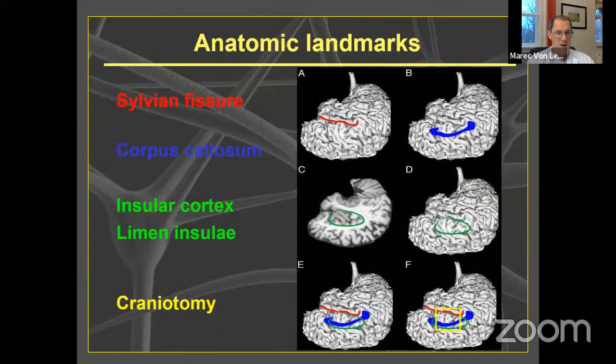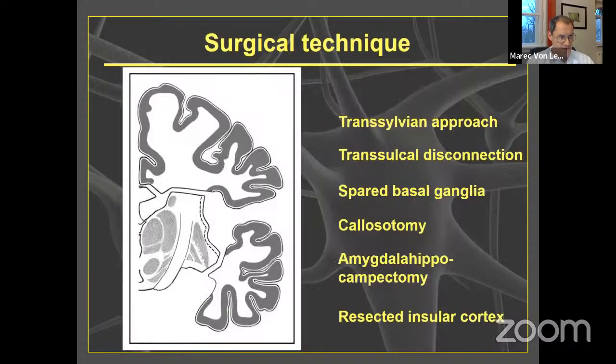These are the anatomic landmarks as you see them in the OR. The patient is lying on the back, and you sit in front of the patient. So the Sylvian fissure, the ventricle and the insular cortex are the landmarks. You use neuronavigation, of course, to plan the trepanation, and you need a 4 by 4 trepanation for the approach.